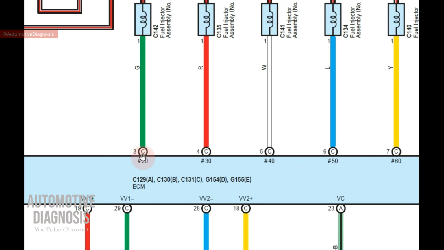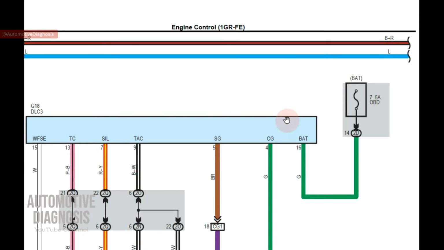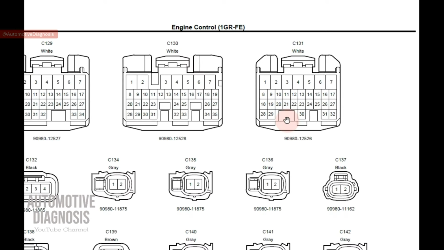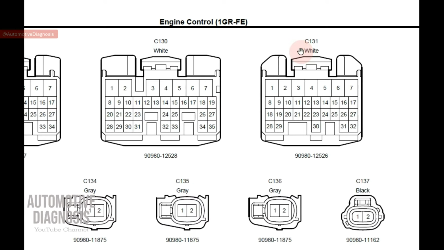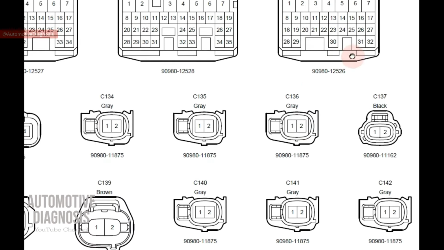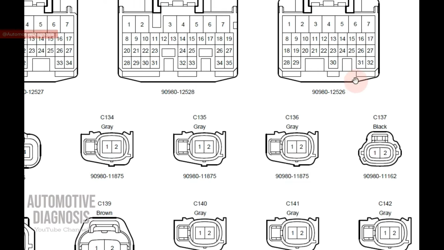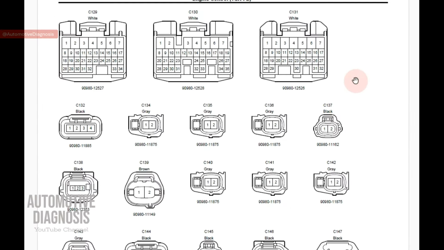So how can we find this one in the connector? You need to go to the last pages that we have the connectors. And here is C131, white connector. And this is exactly what we need. We wanted to find pin number 3. This is pin number 3. All right, so we already found the other end of the injector number 2 control line on ECM connector. So all other connectors are here as well. Nothing really complicated.